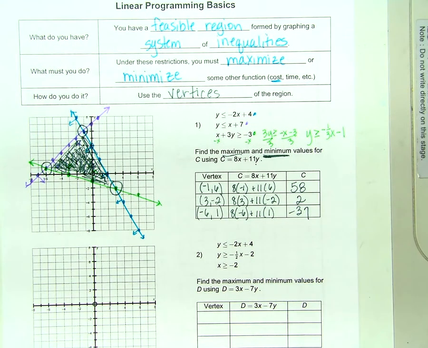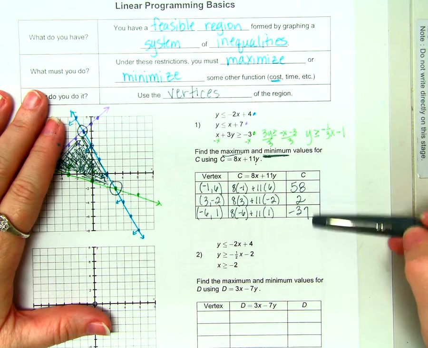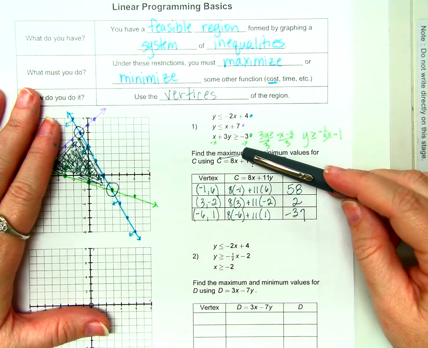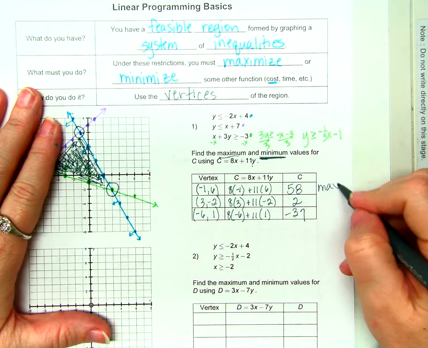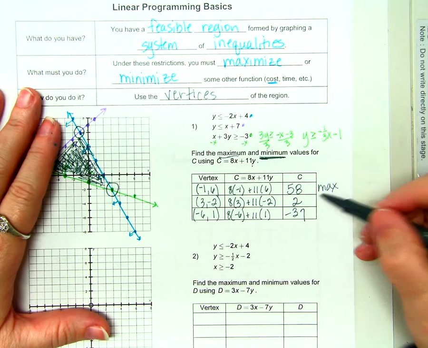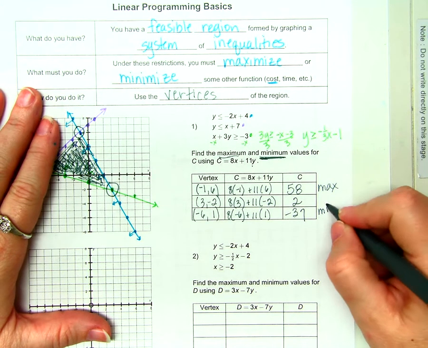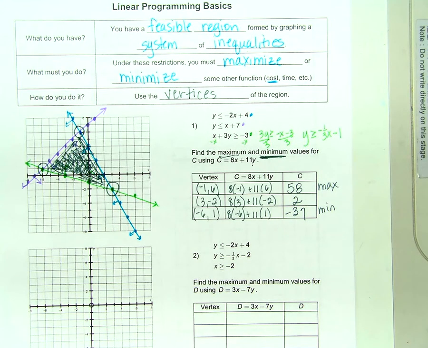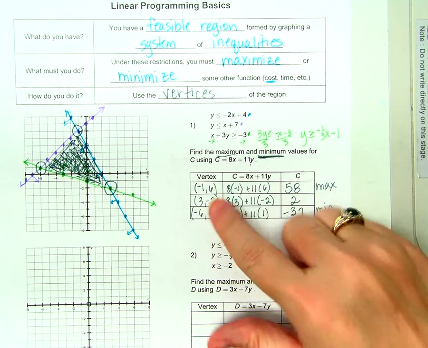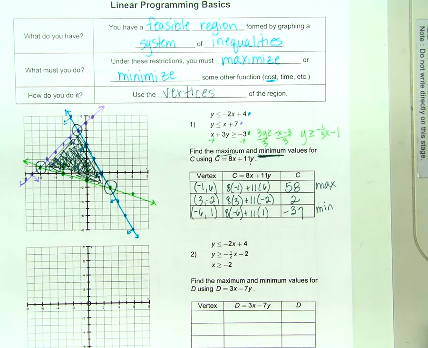So here, wait, are you ready for the hard part? Which of these three numbers is the biggest? Then it's the maximum. Which of these three numbers is the smallest? -37. Then it's the minimum. Done. Okay? So really, compared to yesterday, all we have to do is find the vertices and fill in this table. Right? That's the only difference.